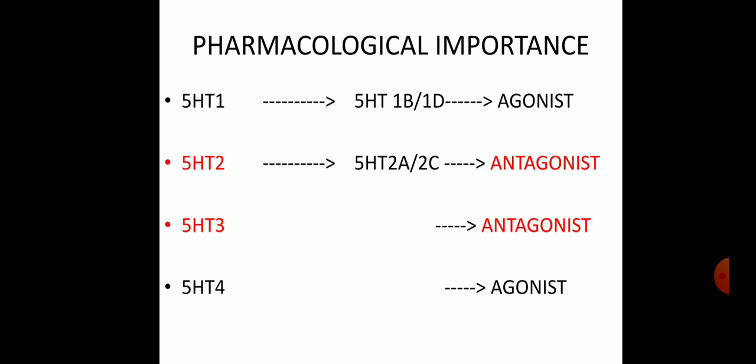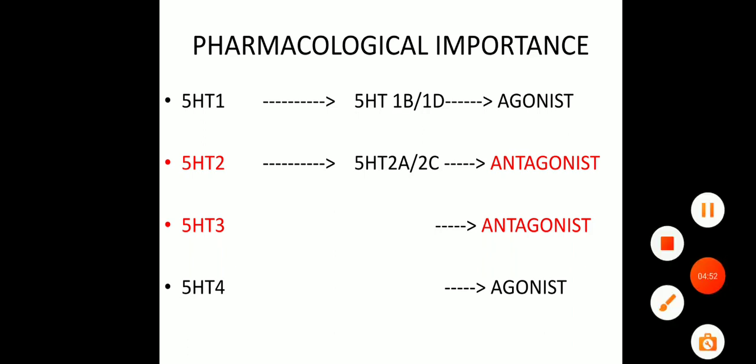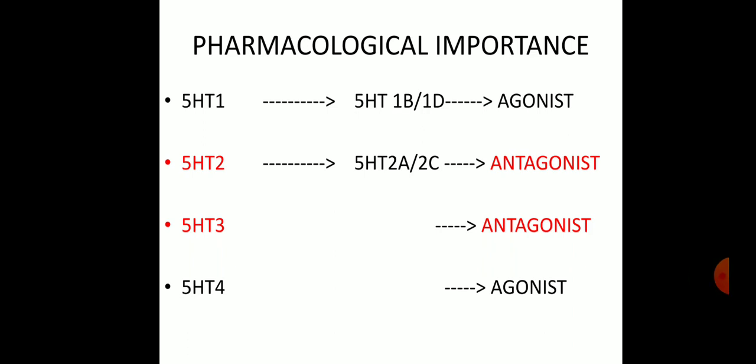As I already said, remember these 4 types of receptors: 5-HT1, 2, 3, 4. Among these 4 receptors, for 5-HT1 and 4, the agonists are pharmacologically used. The substances which stimulate 5-HT1 and 4 receptors are used as drugs for the treatment of disease. For 5-HT2 and 3, the antagonists are used for the treatment of diseases. So for 1 and 4, the agonists are used, and for 2 and 3, the antagonists are used.